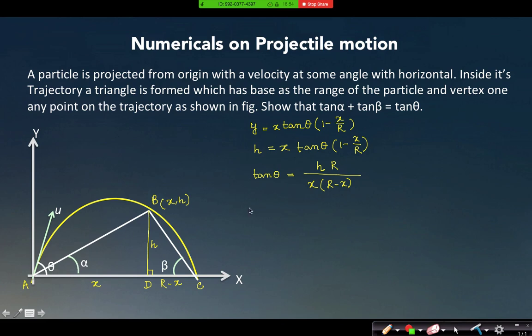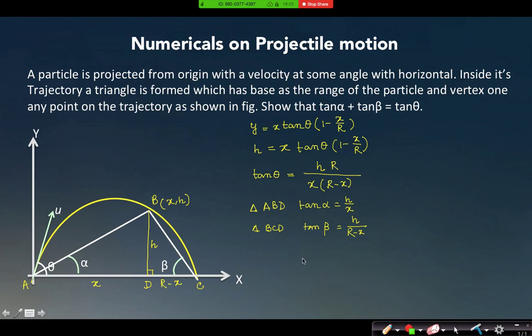Similarly, can you tell me what tan alpha is from the first triangle ABD? From triangle ABD, tan alpha is h by x. And from the triangle BCD, what is tan beta? H by r minus x.